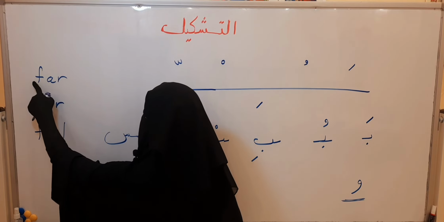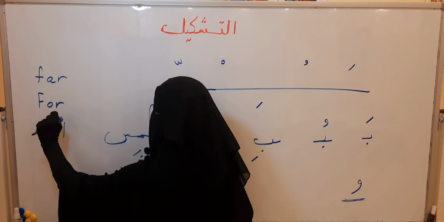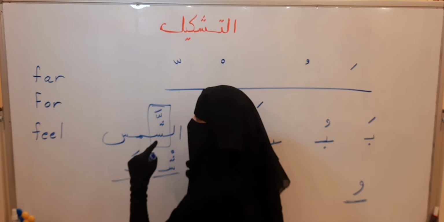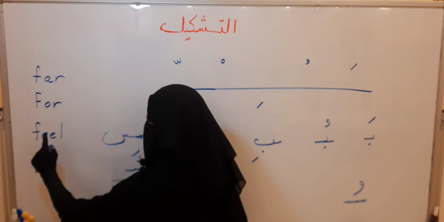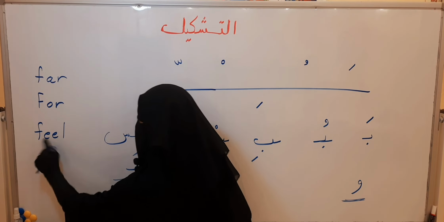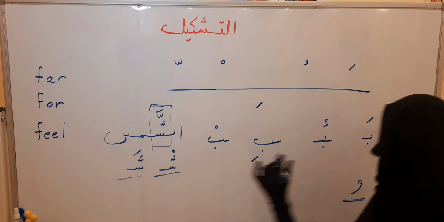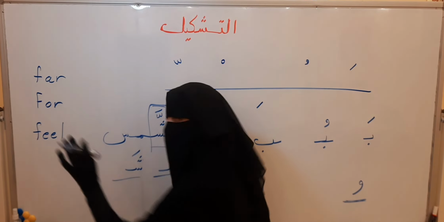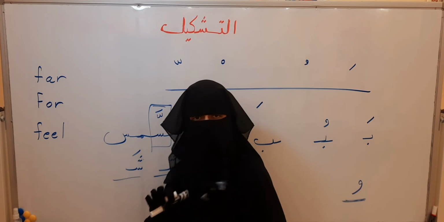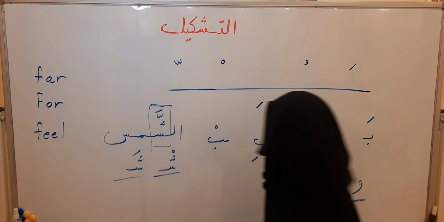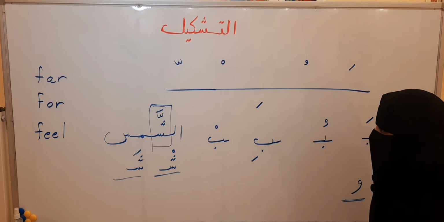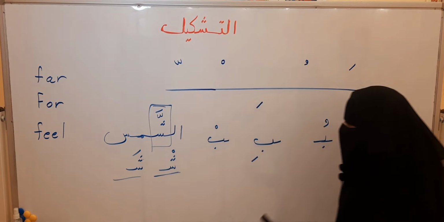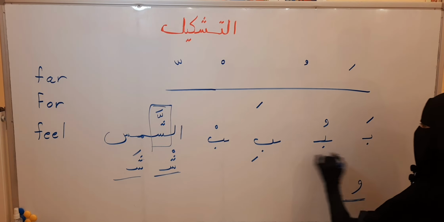Far, as I say fa. For, as I say fu. Feel, fi, as I say fi. You know, ba, bu, bi, fa, fu, fi. It is something like vowels, as you see. Let's talk about another thing, that altashkeel, we use it with letters like that.